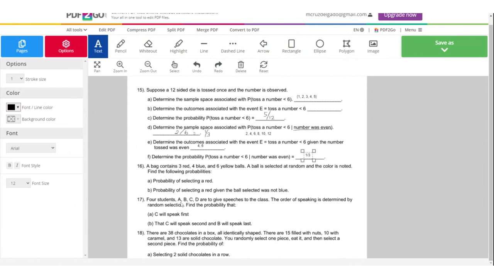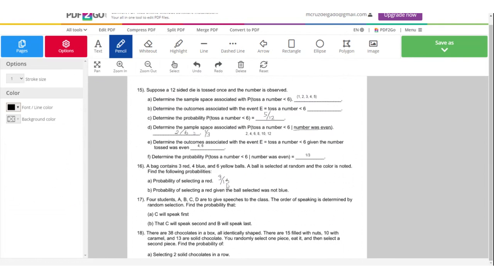All right, a bag contains 3 red, 4 blue, and 6 yellow balls. A ball is selected at random, and the color is noted. So we've got 13 balls in the bag. Probability of selecting a red? Well, there's 3 out of the 13 that are red.